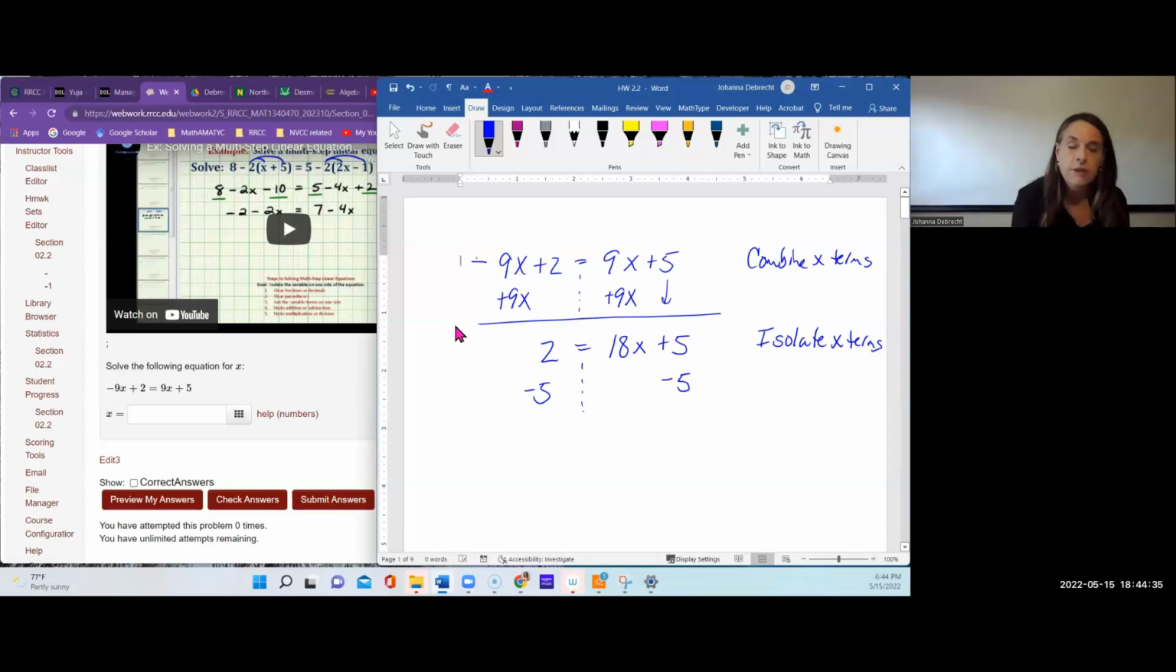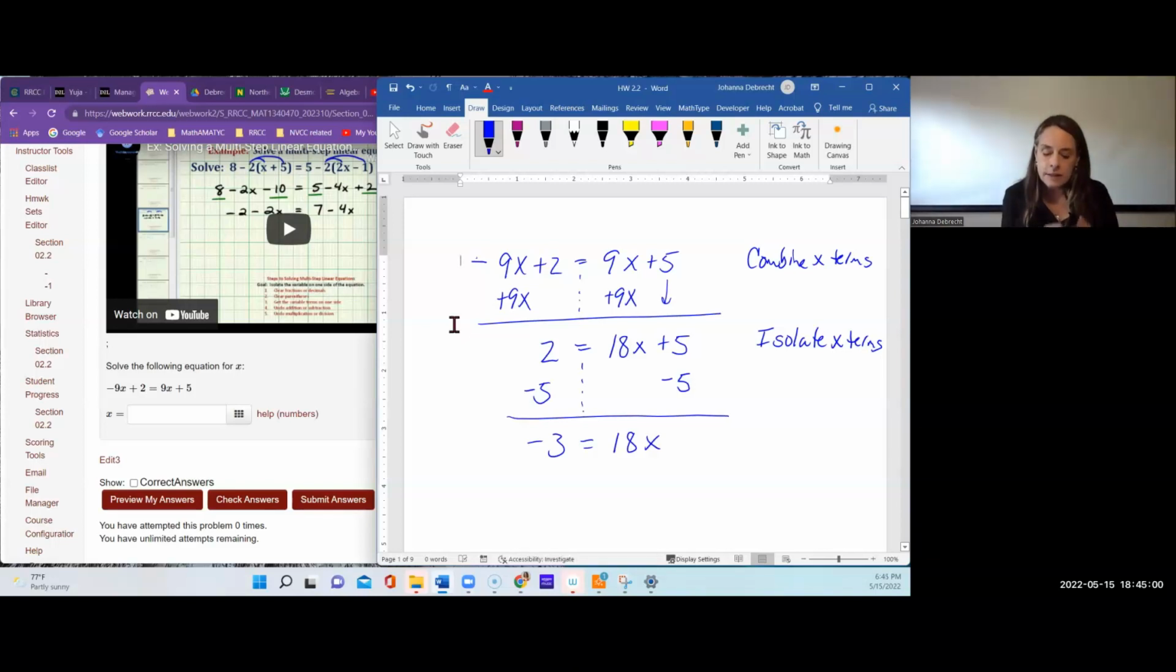Again, remember that the equal sign is where it balances. We have to be sure we do the same thing on both sides of the equal sign. Now, when we do that, I always like to put dotted marks, so I know I've done the same on both sides. Then 2 minus 5 would give us a negative 3 on the left, equal to 18x on the right. We've isolated the term that has x in it.